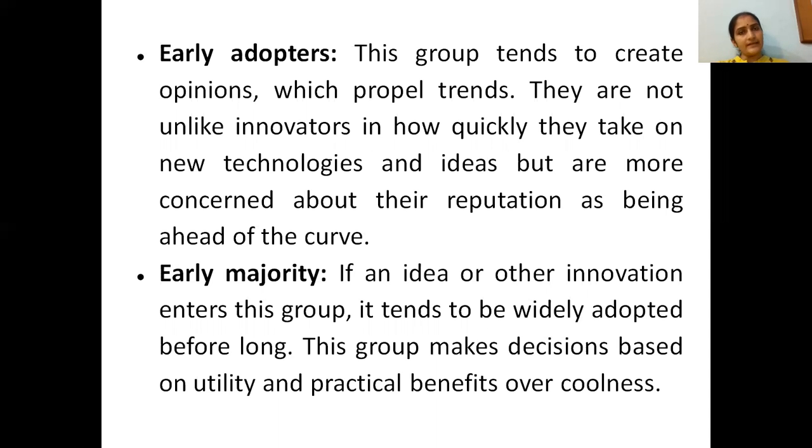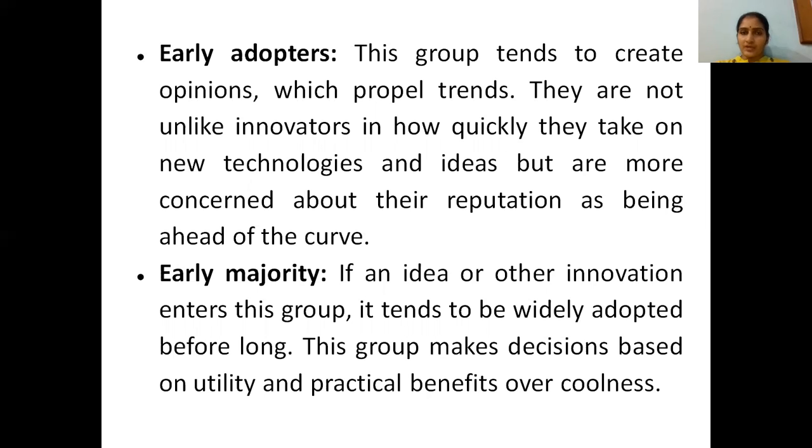So here under this category, this group tends to create opinion. Under this level, the opinions would be framed about the new launch and these opinions will propel the trends. They will be the trendsetters. We can call them trendsetters. So they are not unlike innovators. Innovators are quick to accept the new technologies, but these early adopters are not as quick as innovators, but they are also early to adopt.